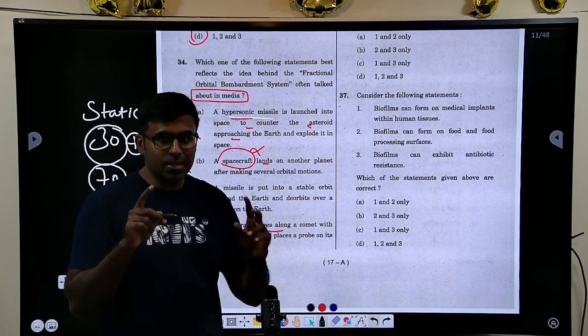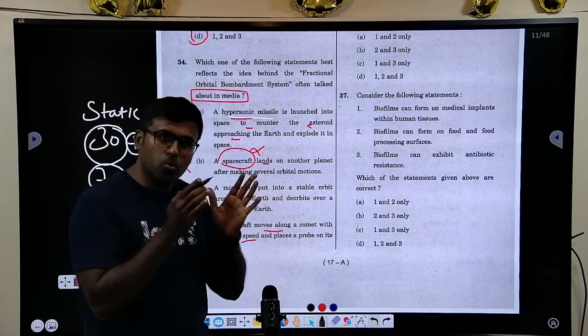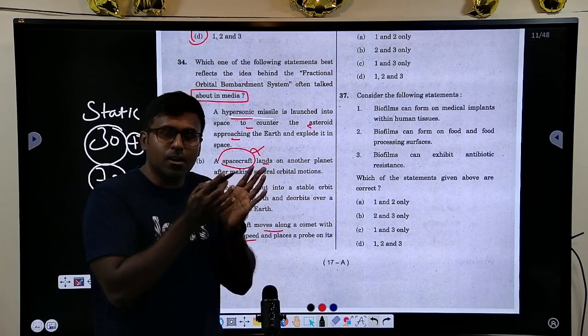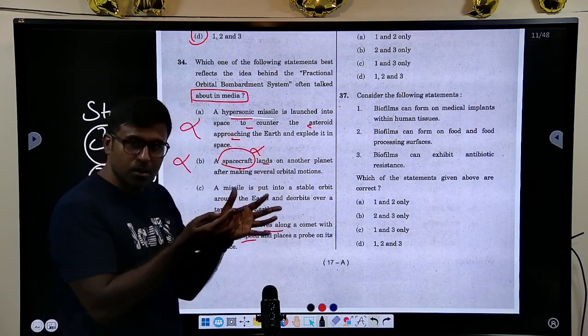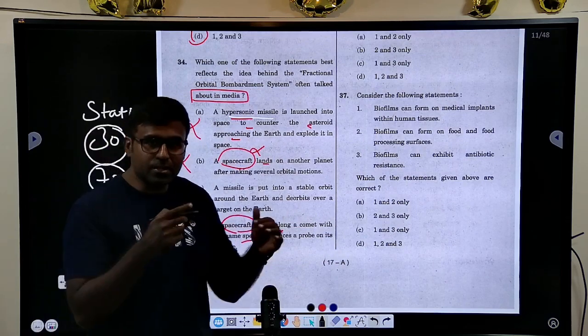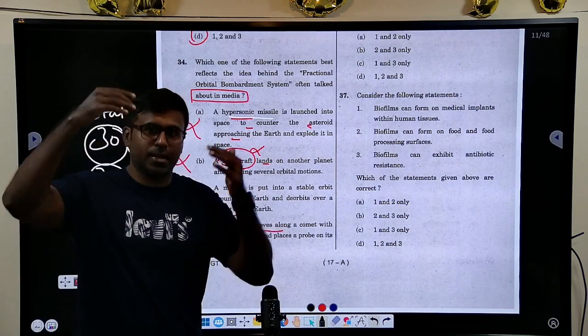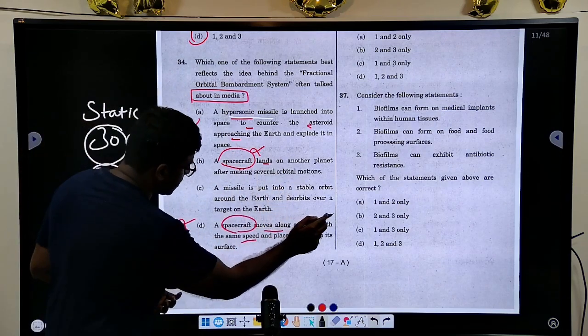European agency, there was one, some rover kind of thing moving closer to the Rosetta comet. I have read that. Even that, I don't think it is some spacecraft. No, it is not a spacecraft. A spacecraft is carrying humans, satellites and things. This is not that.